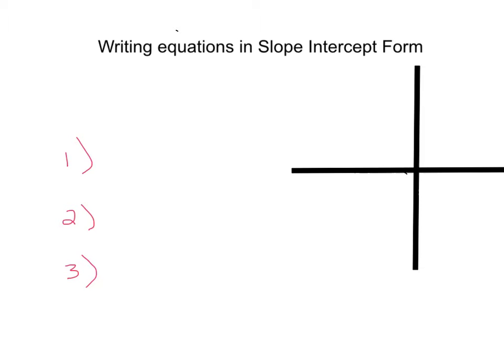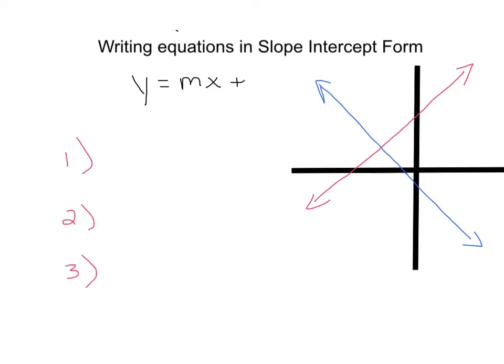Today we're going to look at how we write equations in slope-intercept form. So every line, no matter what line it is, let's say we have this line here, right? That has an equation to go along with the line. This line also has an equation to go with the line, and both of them can be written in slope-intercept form. So we remember that slope-intercept form is y equals mx plus b, where m represents the slope and b is equal to the y-intercept.